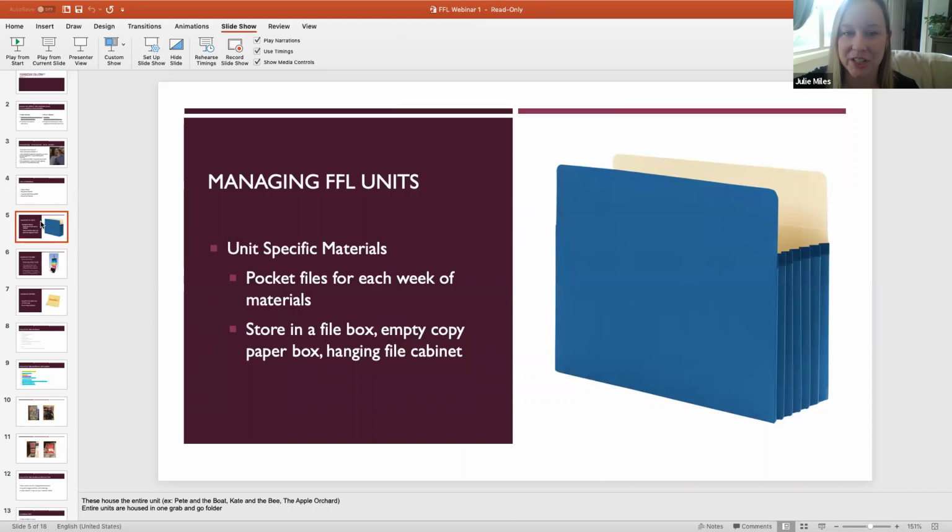Managing Foundation for Literacy units. So we're going to go from big to small. The biggest thing you should have is probably a box that contains different units.